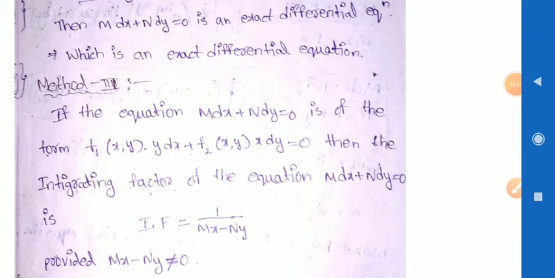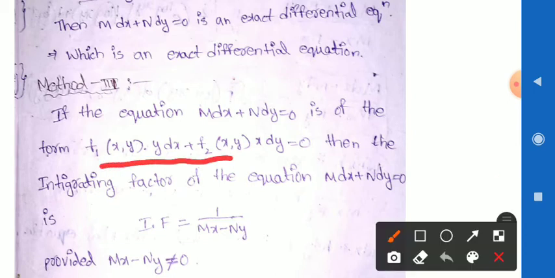If the given equation M dx plus N dy is equal to 0, as in method number 2, is a homogeneous differential equation, then we have the integrating factor 1 by Mx plus Ny. Here M dx plus N dy is equal to 0, and the form must be like this: f1 of x comma y into y dx plus f2 of x comma y into x dy.